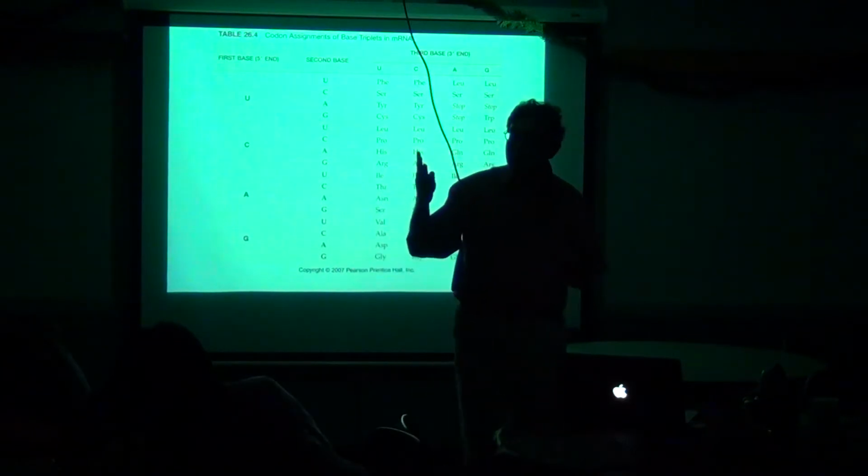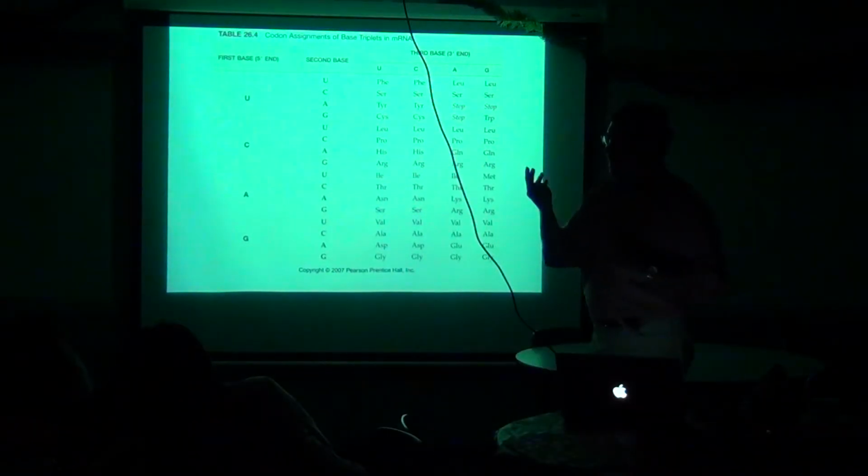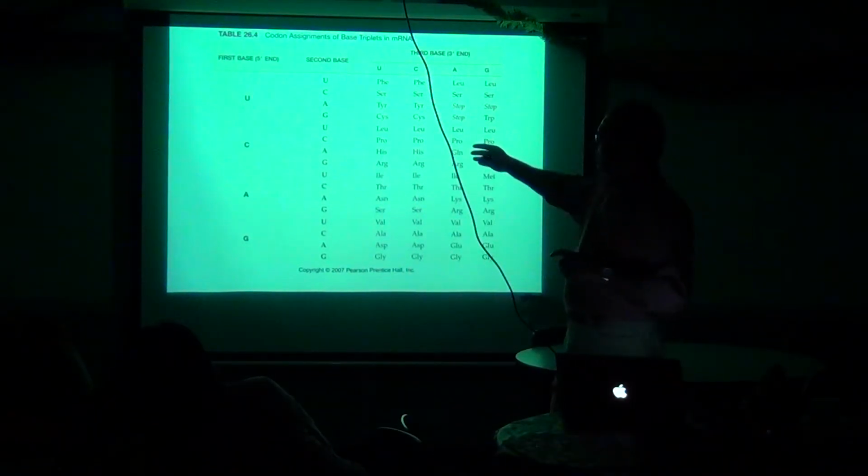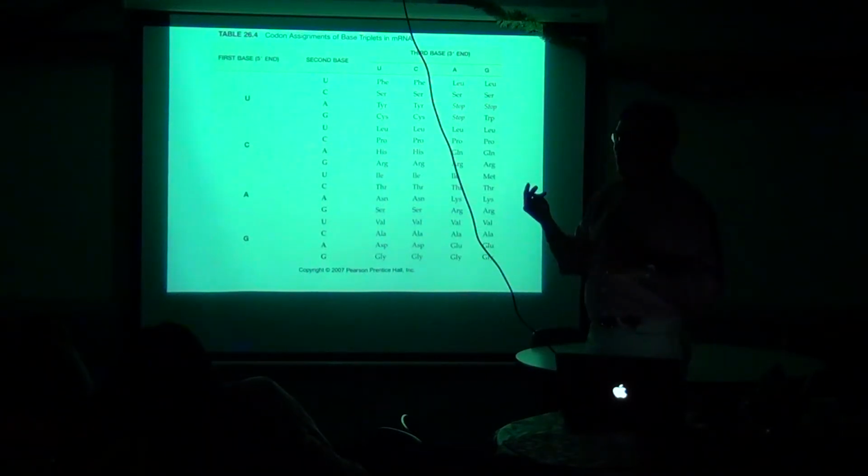However, there are only 4 bases, right? There are only 4 bases and 20 amino acids. That's why you need a 3-letter codon. With 3 letters, you can pretty much specify 20 amino acids easily, right?